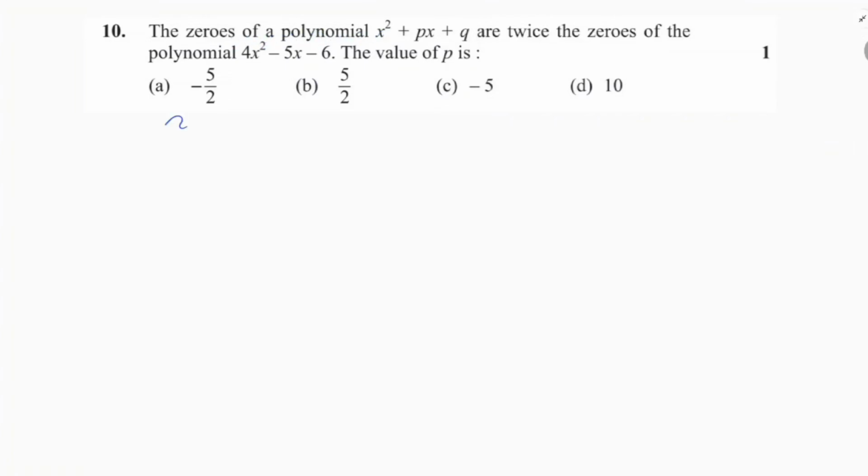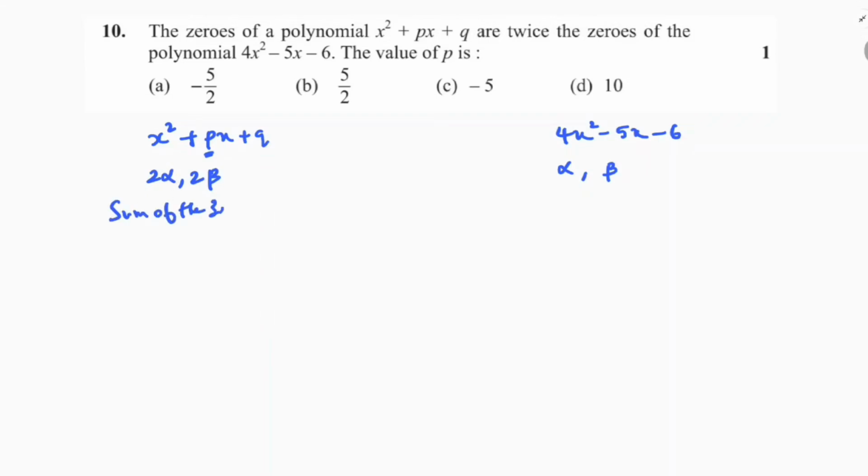The zeros of the polynomial x square plus px plus q are twice the zeros of the polynomial 4x square minus 5x minus 6. Suppose the zeros of the second polynomial are alpha and beta, then here the zeros are 2 alpha, 2 beta. I need to find p, so I'll find the sum of the zeros, that is 2 alpha plus 2 beta.